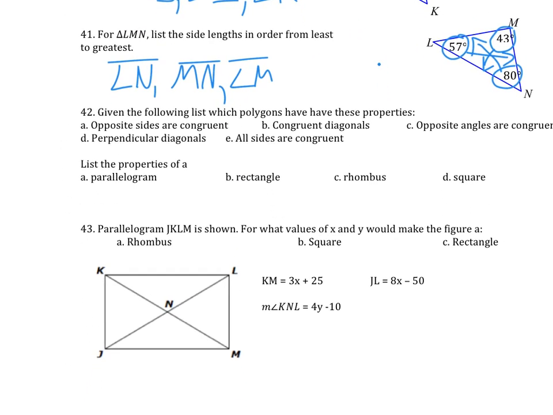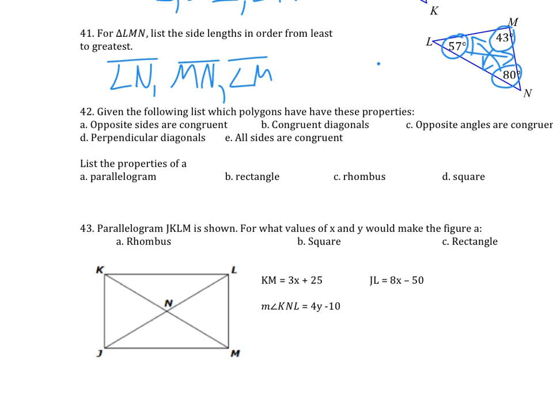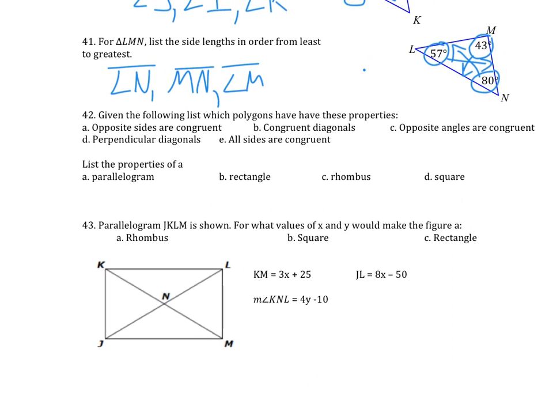All right, 42. So listing out properties. For a parallelogram, we know that opposite sides are congruent, so we have A. Congruent diagonals is not true, but we know opposite angles are congruent. So we have A and C.